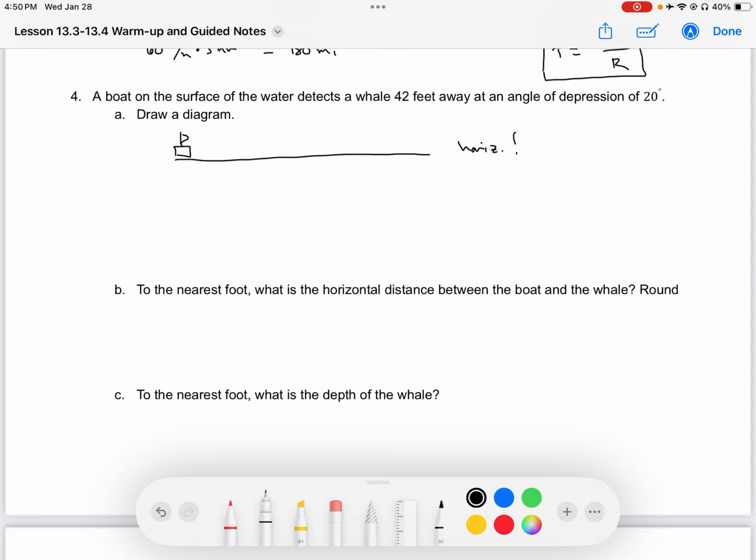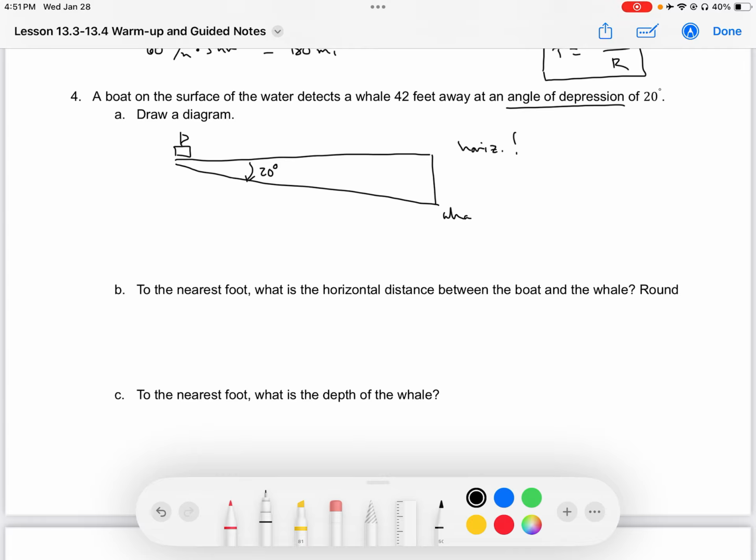So remember that an angle of depression is measured from the horizontal down. 20 degrees is not very much, so I'm going to draw a fairly narrow angle here. That's my 20 degrees. It's measured from the horizontal downwards. Do not measure it from the vertical. This is not 20 degrees here. So that is not the angle of depression because the angle of depression should be measured downwards from the horizontal. That's the definition.